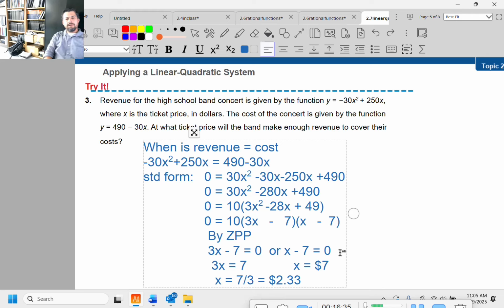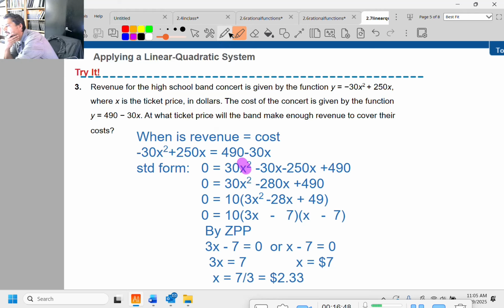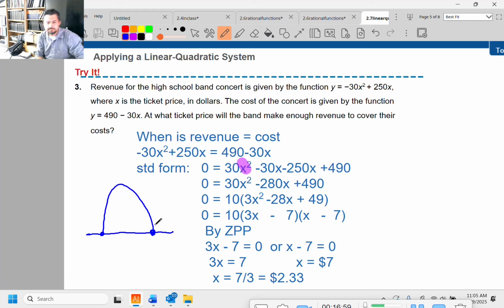So why are there two answers? You know, that's the question. Why are there two answers? Because it's a parabola, kids. Isn't it? Parabola go up, parabola go down. And at these prices, since we set it equal to 0, this is where we smash into the x-axis.